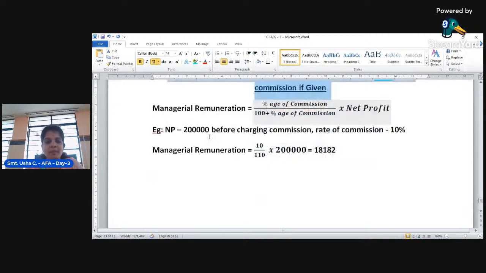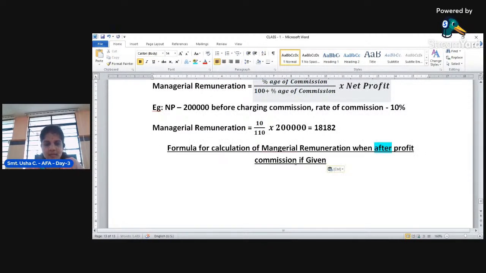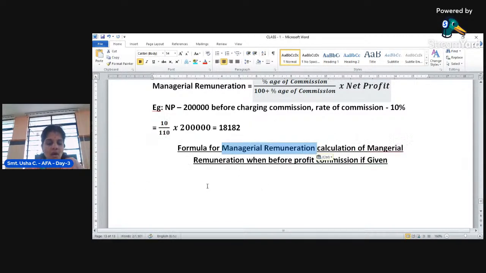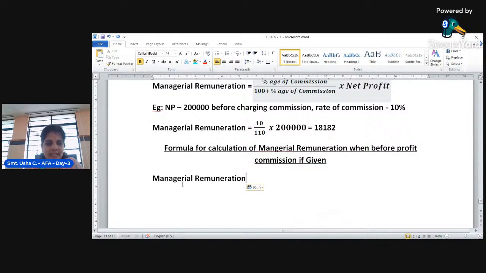If there is a before profit commission, what you can do? For the same example, you can calculate managerial remuneration directly on the amount of 2 lakh rupees; you can charge 10%. That is 20,000 is the amount of managerial remuneration. Like this, you can calculate the managerial remuneration. Understood?